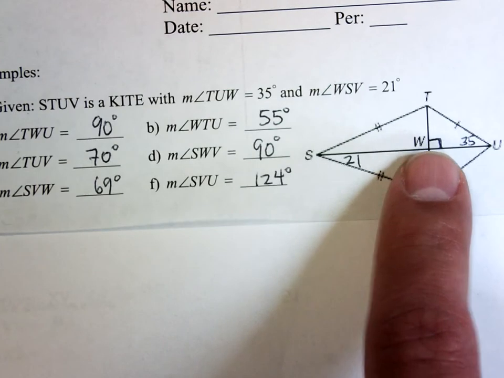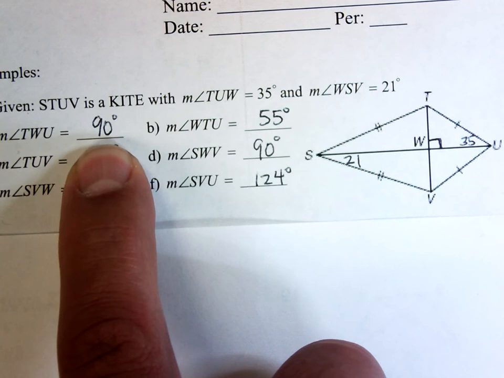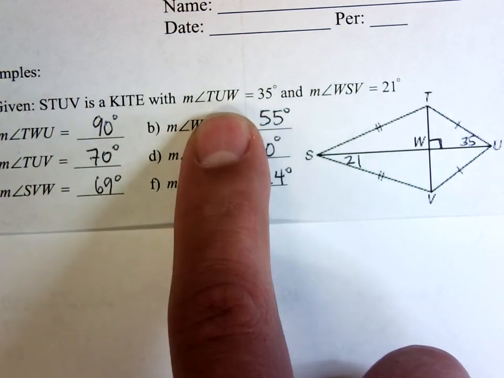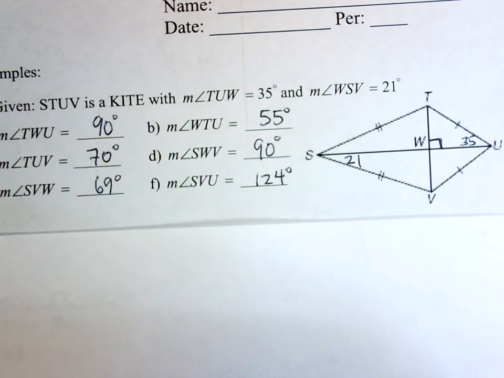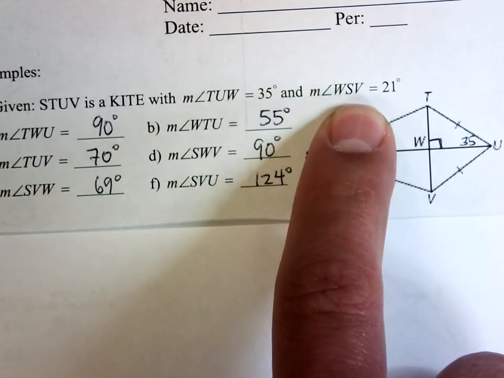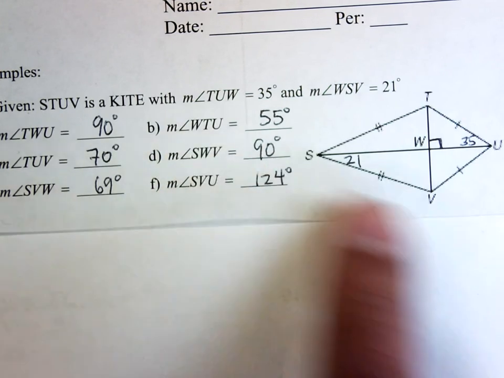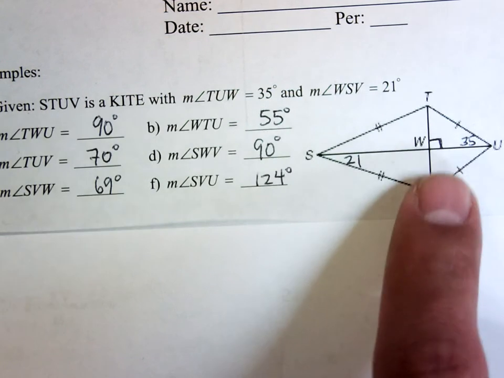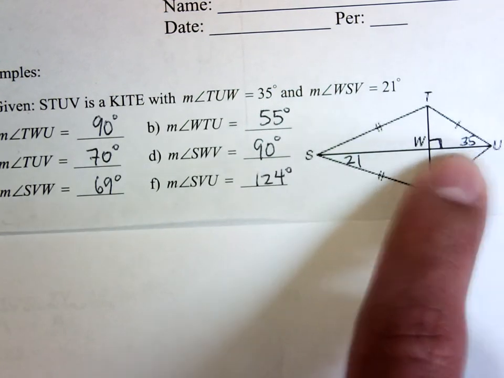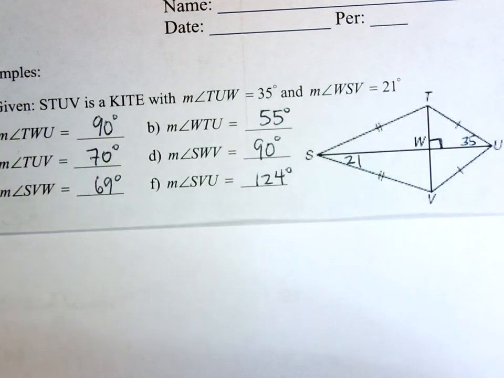Well, TWU is right here. TWU, well, that's got to be 90 degrees. It told me already that TUW was 35, so I went ahead and put TUW as 35. And it tells me the WSV is 21, so I've already put in 21 there. Okay, WTU. Well, if this is 90 and this is 35, this angle, the WTU, must be 55 to add up to 180 degrees. So that's an easy one.